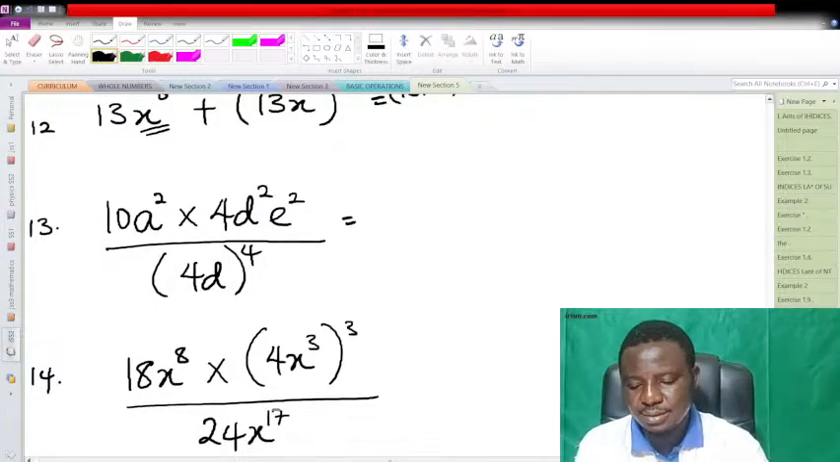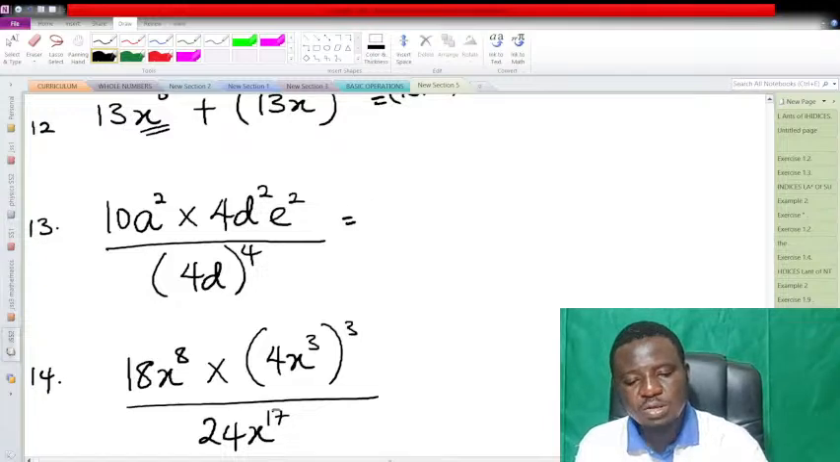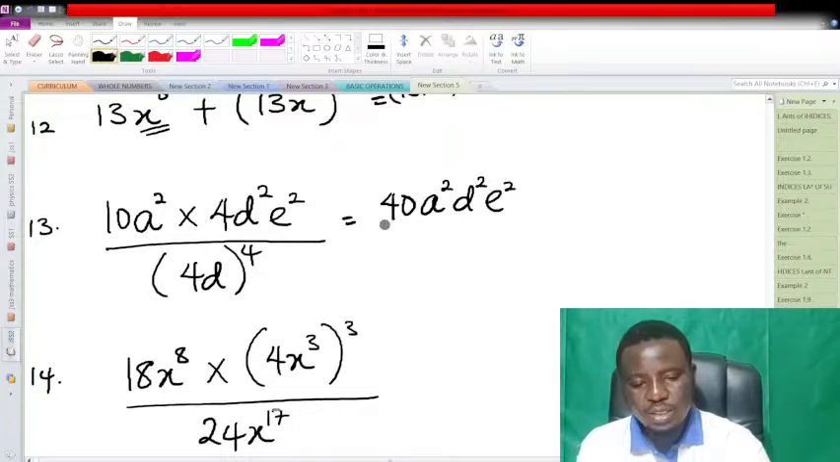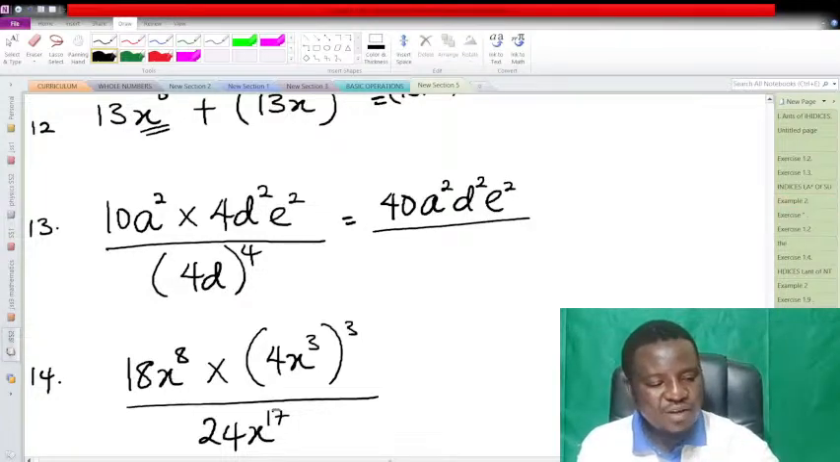Question 13, you have 10a squared times 4d squared e squared. This can be said to be, multiply out the coefficient. This is 40, multiply out the numbers, the letters. This is a squared, d squared, e squared, or divide by, simplify the denominator before dividing.